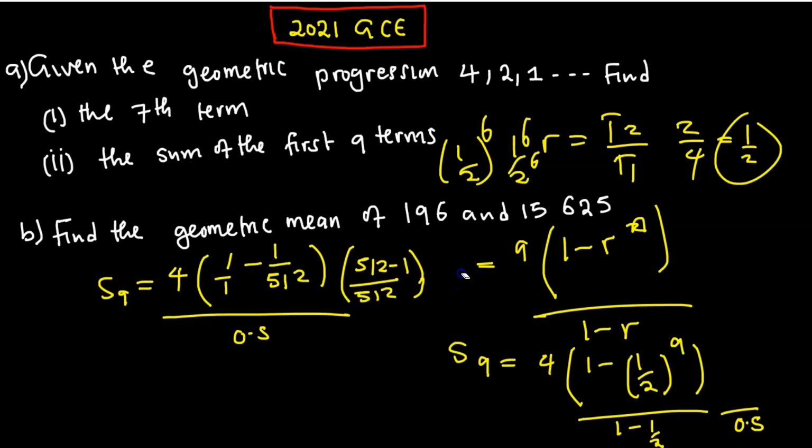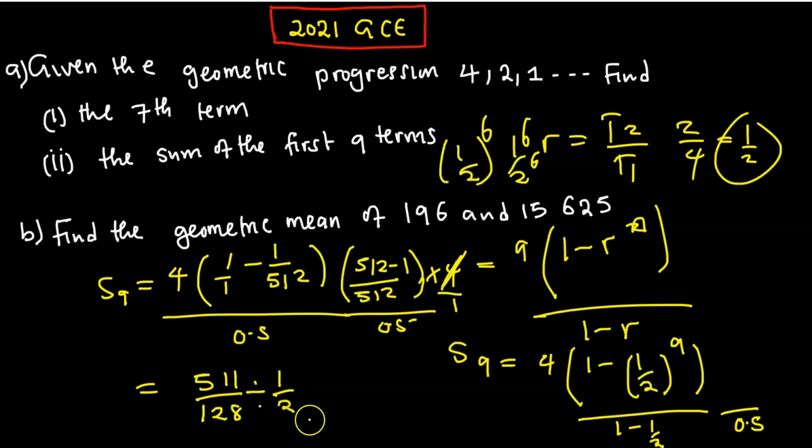But you are multiplying by 4, then dividing by 0.5. So what are we going to do? Can 4 go into 512? 4 into 512 goes 128. And 512 minus 1 is 511. So 511 over 128, then all this divided by 0.5, which is the same as 1 over 2.